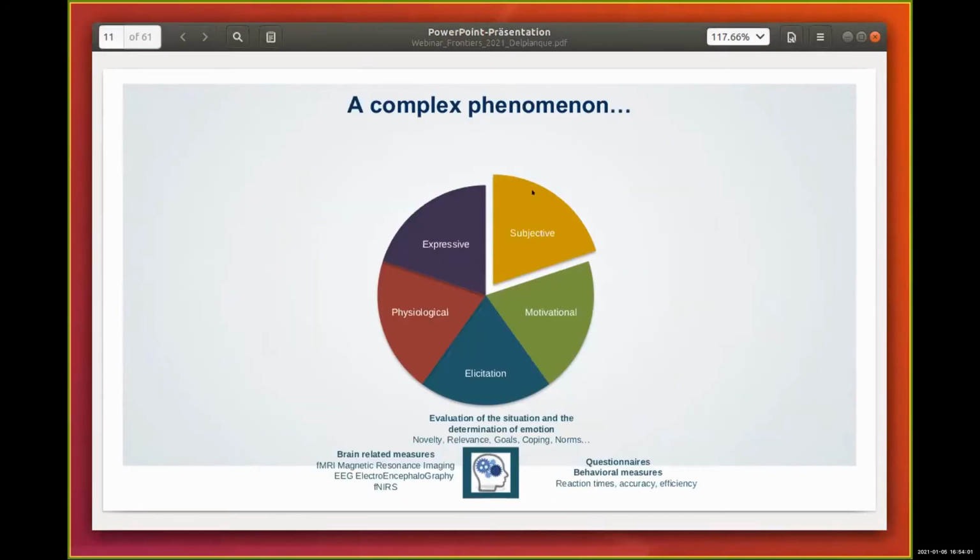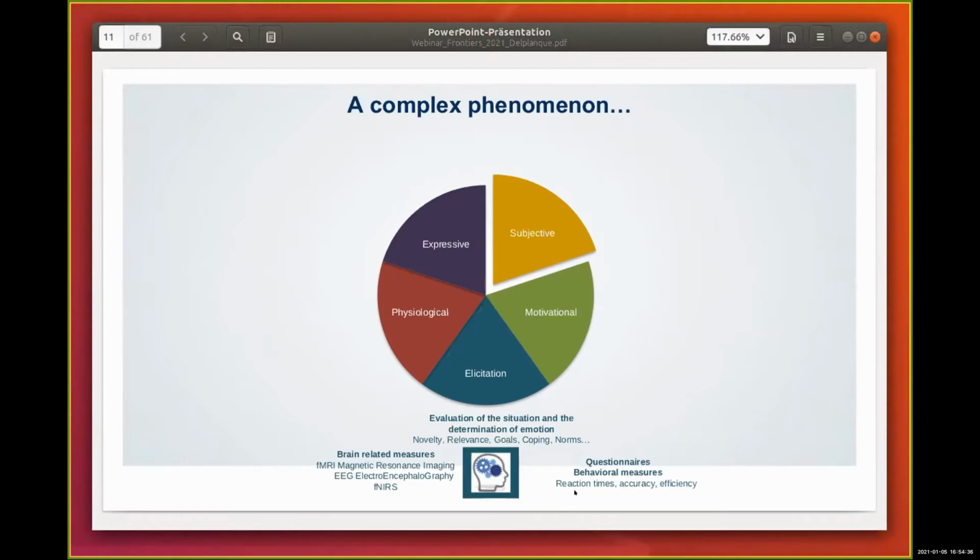So let's have a look more deeply at these different components of emotion. So the first component of emotion is what we call the elicitation or the cognitive component. It's the evaluation of the situation and the determination of an emotion. And the way in which the situation is evaluated and gives rise to an emotional response is a great subject of debate in affective sciences. I don't have time to deal with these aspects.